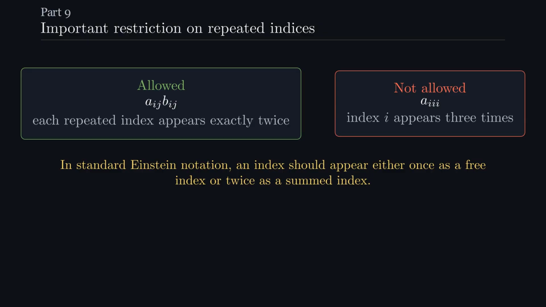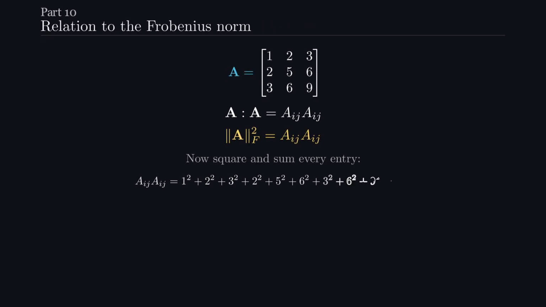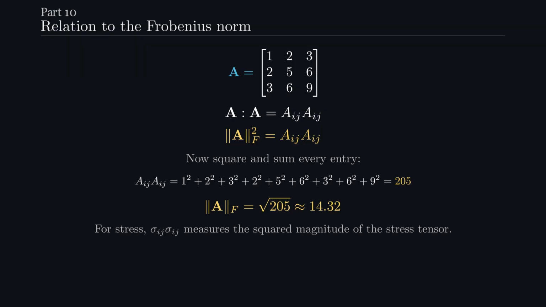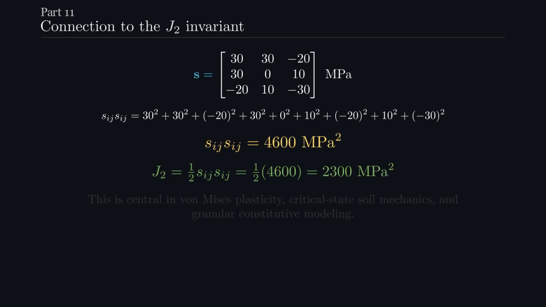For the Frobenius norm, first write the tensor A explicitly as a matrix. Then Aij Aij means take every entry of A, square it, and sum all 9 terms for this matrix. The squared Frobenius norm is 205. So the Frobenius norm is the square root of 205, approximately 14.32.